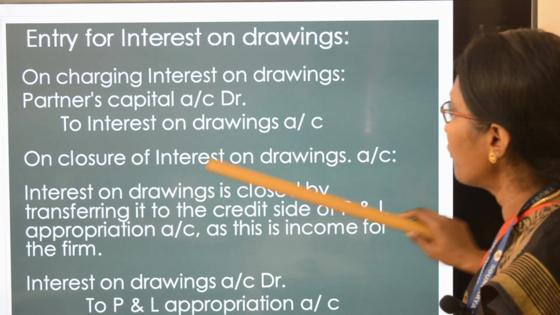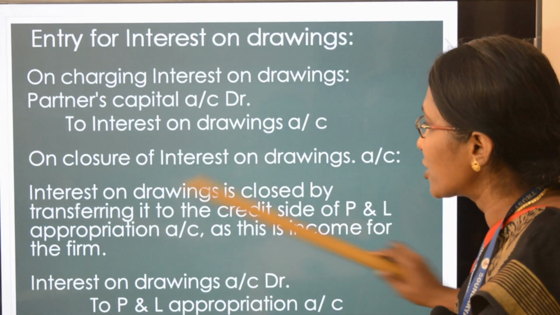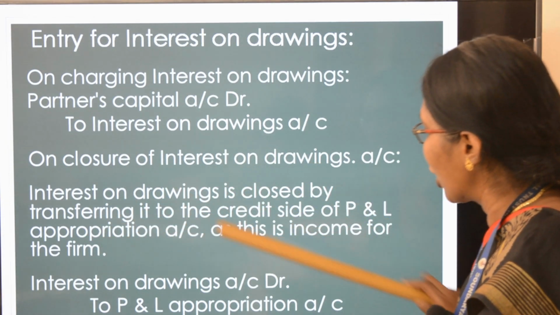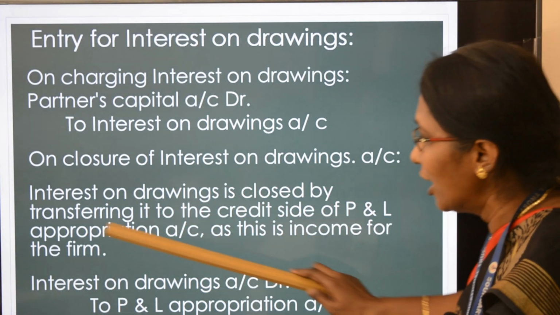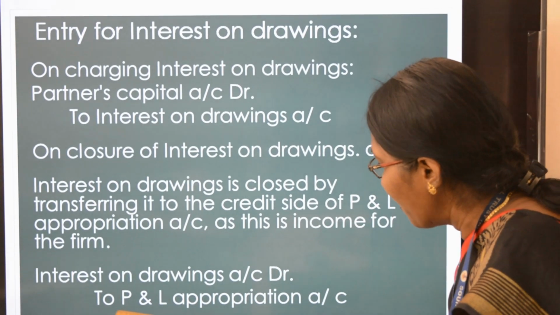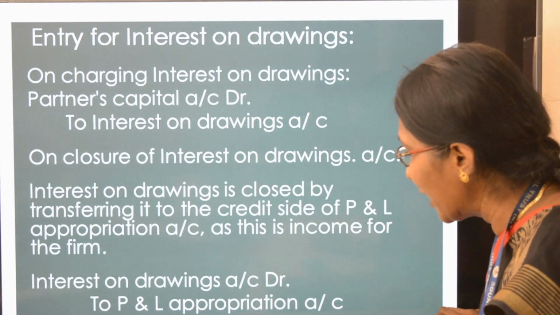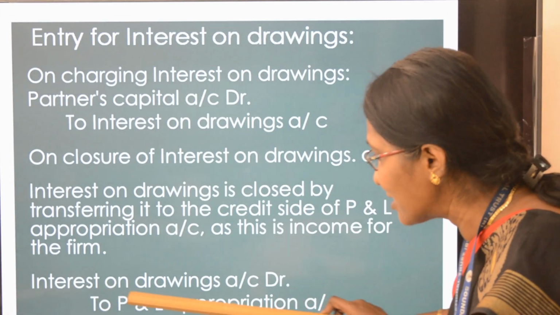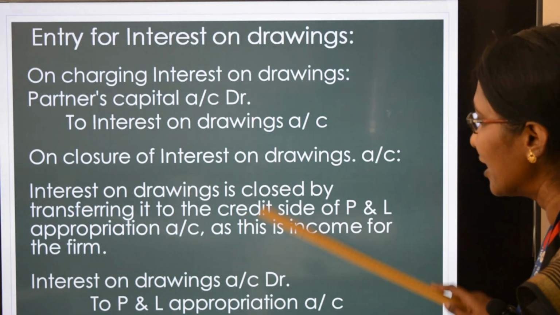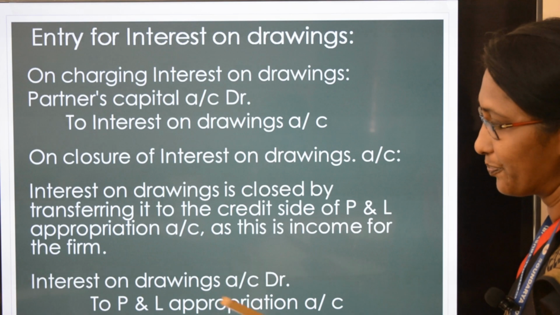On closure of interest on drawings account, interest on drawings is closed by transferring it to the credit side of P&L appropriation account, as this is income for the firm. What is the journal? Interest on drawings account debtor to P&L appropriation account. If I prepare P&L appropriation account ledger, this interest on drawings I post in credit side. That is why they have written here credit, because it is an income to the firm.